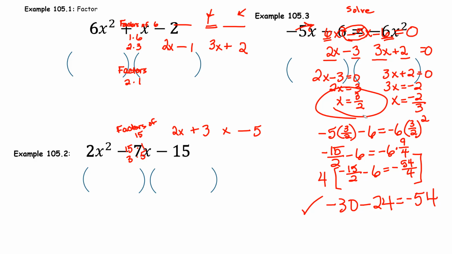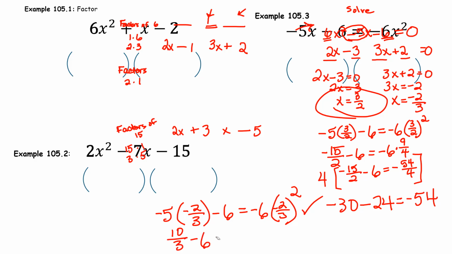Now I'm going to try negative 2/3. I'll just have to do that over here. So going up to that equation that has kind of been covered up, but still there, negative 5x, so negative 5 times negative 2/3 minus 6 equals negative 6 times negative 2/3 squared. And so that is going to be 10/3 minus 6 is equal to negative 6 times 4 over 9.